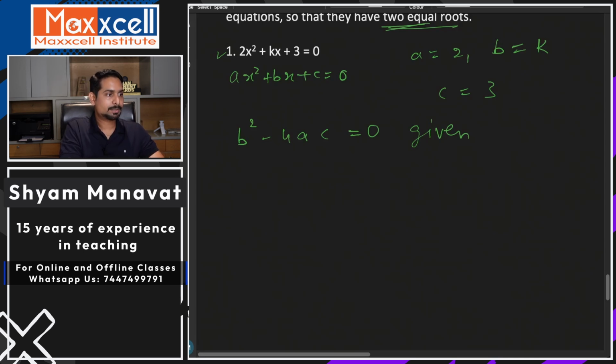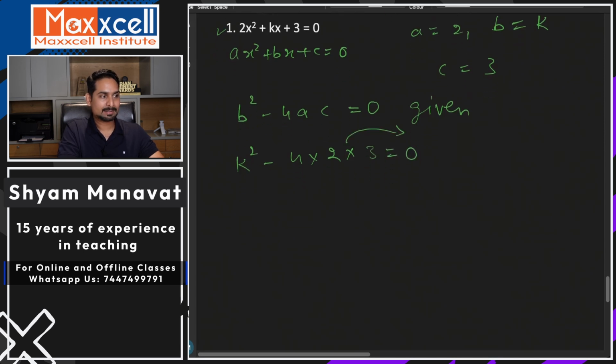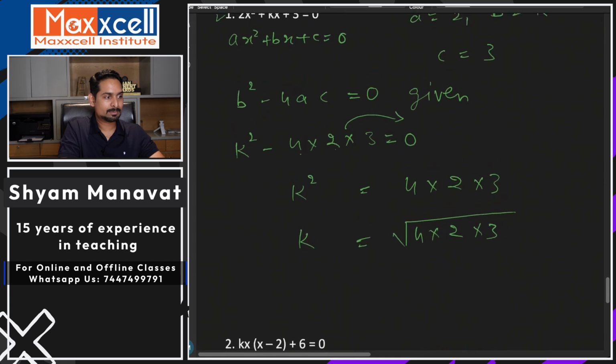Okay, now substitute. So I got k square minus 4 into a is 2, c is 3 equals 0. Let's take this to the other side. 4 2s are 8. Well, we don't need to actually multiply, we can do that later. 4 2 3, let me take the square root. So here I got square root of 4 2 3. You know the square root of 4? That's 2. And here 2 and 3, no square root anymore, so 2 3s are 6. I will write it this way.